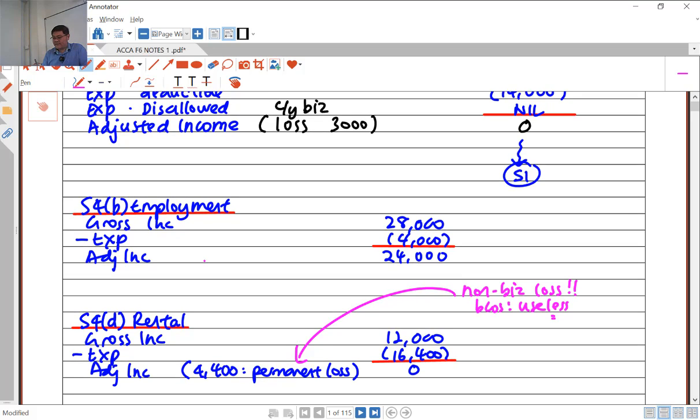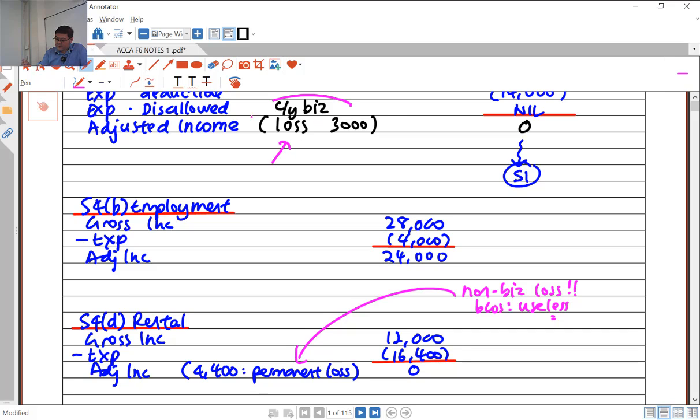Now, whereas business loss, the good thing is we are allowed to utilize it. Okay, so there is a use for business loss, but non-business loss is useless. So just remember, business loss is good, and non-business loss is useless.